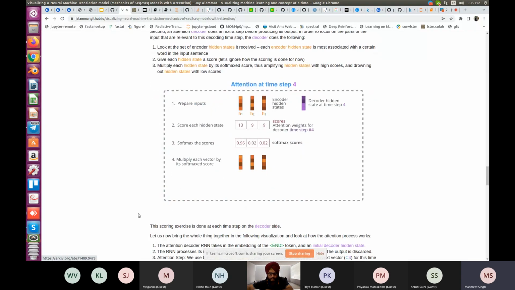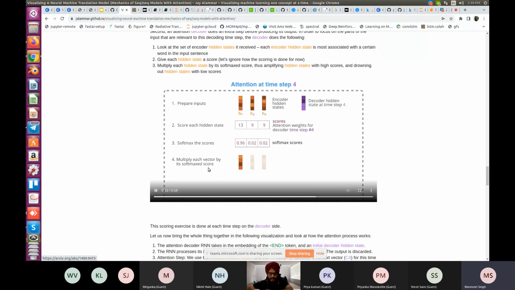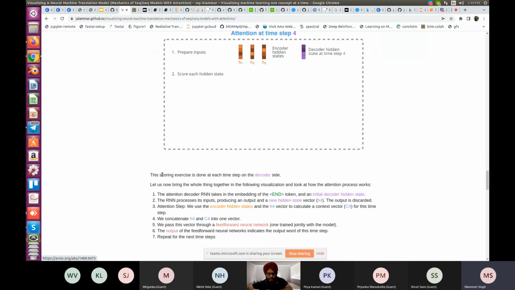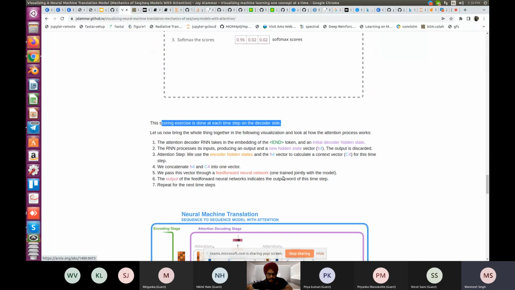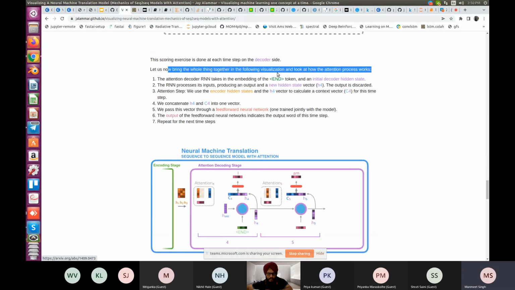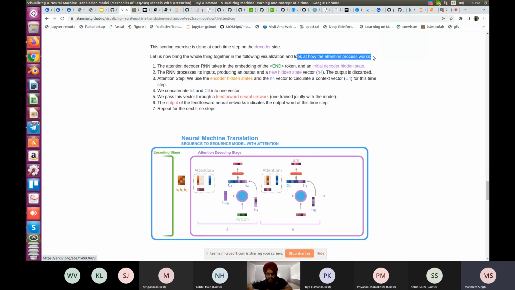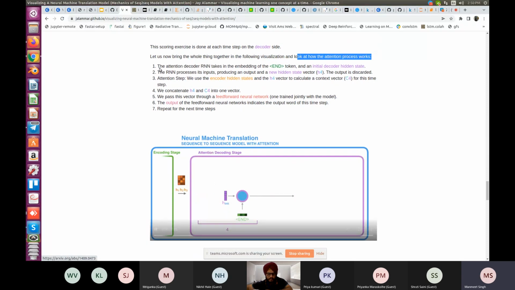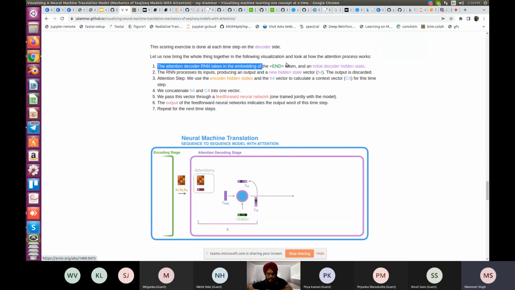So you can see this. Now multiply each vector by its softmax score. You multiply each of these vectors with its softmax score, so you are amplifying this first hidden state and suppressing the other hidden states. The scoring exercise is done at each time step on the decoder side as well. And so to bring this whole thing together, in the following visualization we'll look at how the attention process works. The attention decoder RNN takes in the embedding of the end token and an initial decoder hidden state.